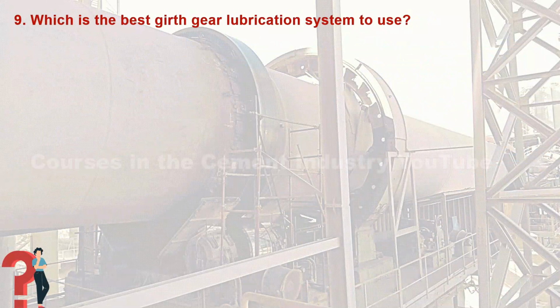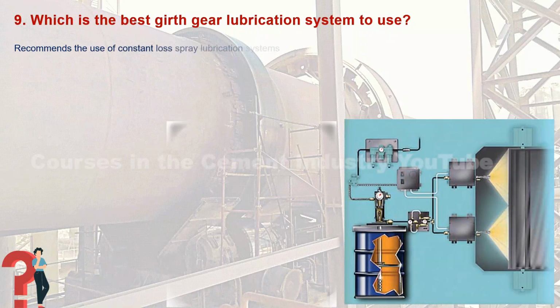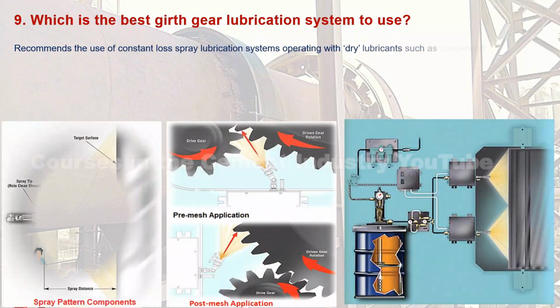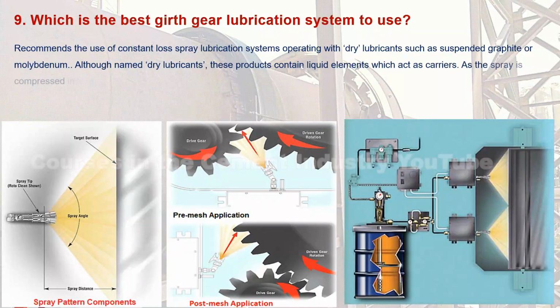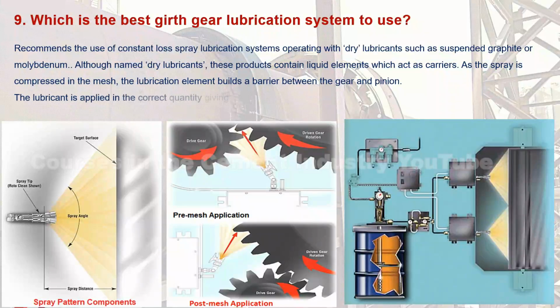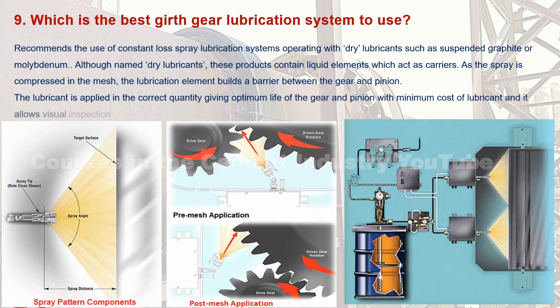Question 9. Which is the best girth gear lubrication system to use? Answer. We recommend the use of constant loss spray lubrication systems, operating with dry lubricants such as suspended graphite or molybdenum. Although named dry lubricants, these products contain liquid elements which act as carriers. As the spray is compressed in the mesh, the lubrication element builds a barrier between the gear and pinion. The lubricant is applied in the correct quantity, giving optimum life of the gear and pinion, with minimum cost of lubricant, and it allows visual inspection of the driving flank of the teeth.